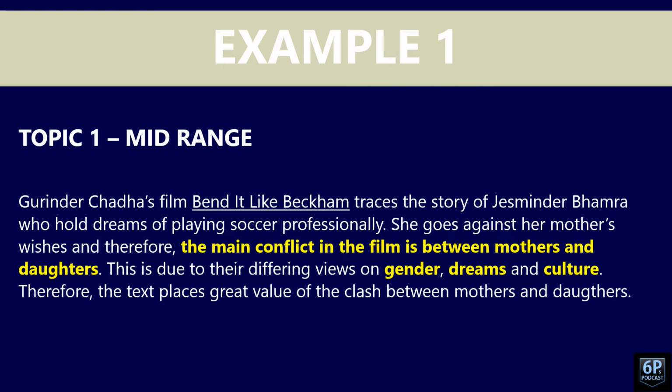Gurinder Chadha's film Bend It Like Beckham traces the story of Jasminda Bamra, who holds dreams of playing soccer professionally. She goes against her mother's wishes, and therefore the main conflict in the film is between mothers and daughters. This is due to their differing views on gender, dreams, and culture. Therefore, the text places great value on the clash between mothers and daughters.